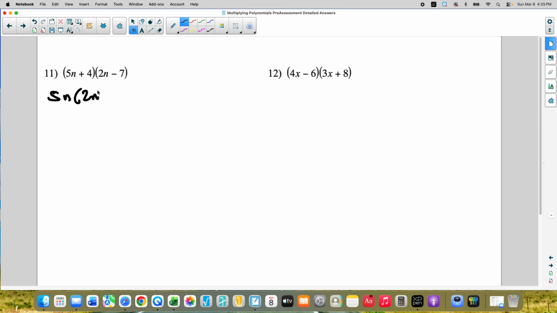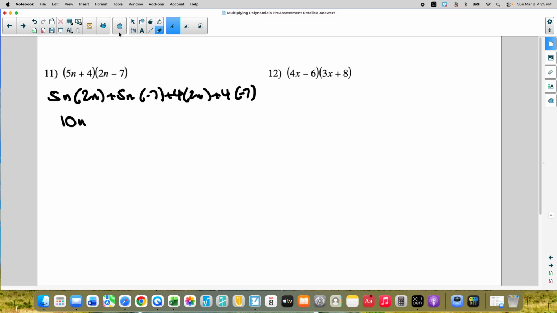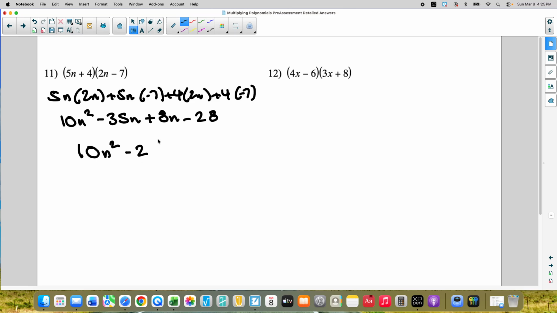5n times 2n plus 5n times negative 7 plus 4 times 2n plus 4 times negative 7. 10n squared, not a very good squared, sorry. It's not a good 2. Let's clean that up. Minus 35n plus 8n minus 28. We'll combine these like terms. 10n squared minus 27n minus 28.